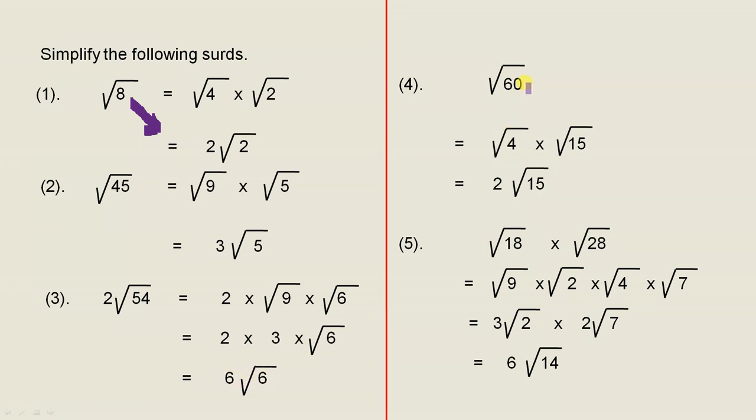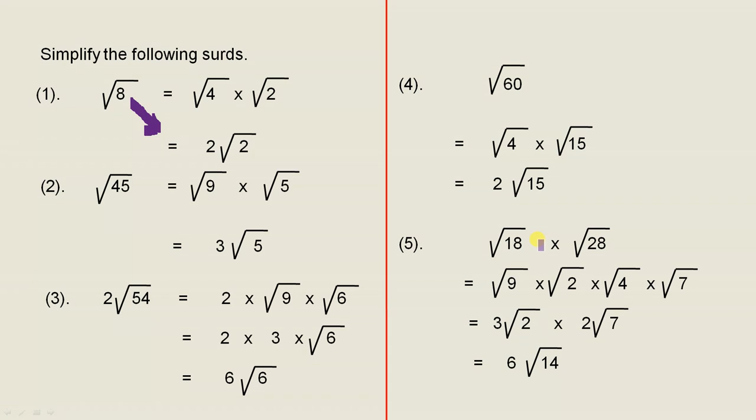The square root of 60. We can write that as the square root of 4 times the square root of 15. The square root of 4 is 2, so that gives us 2, the square root of 15.